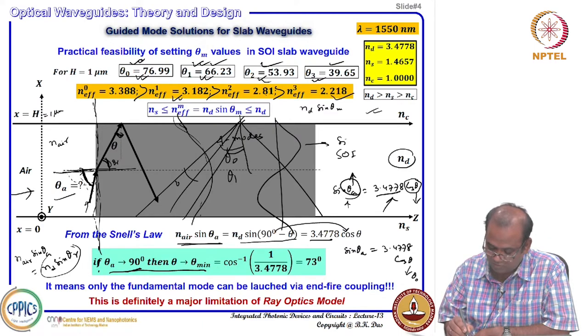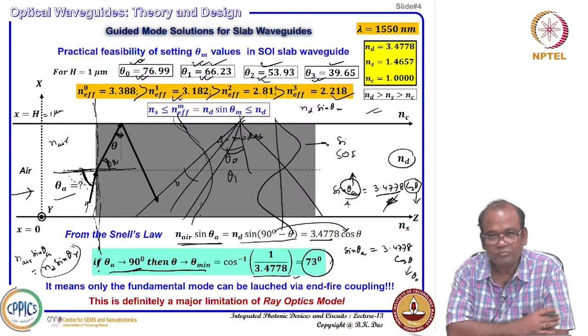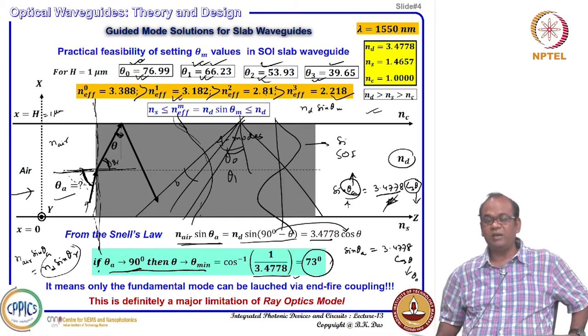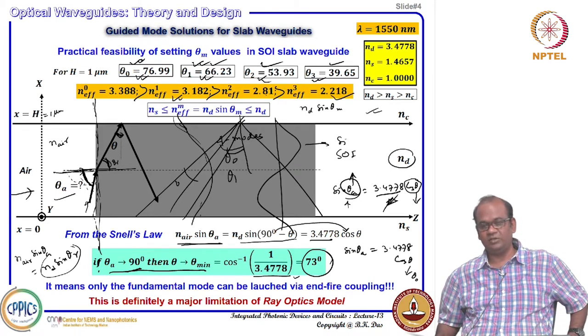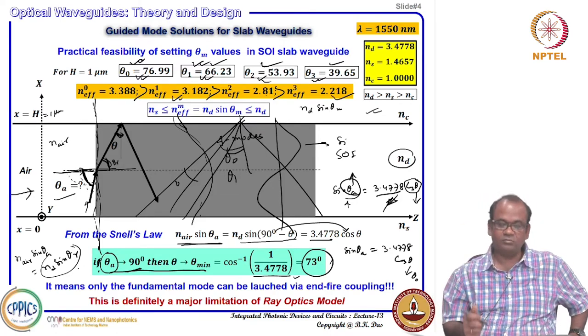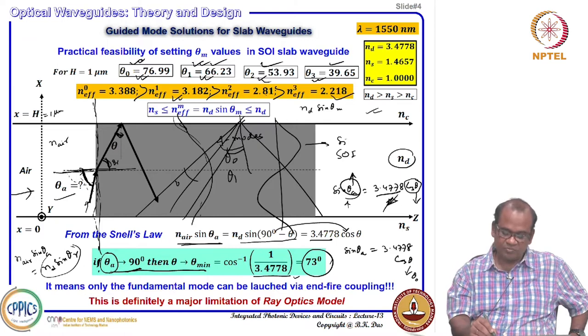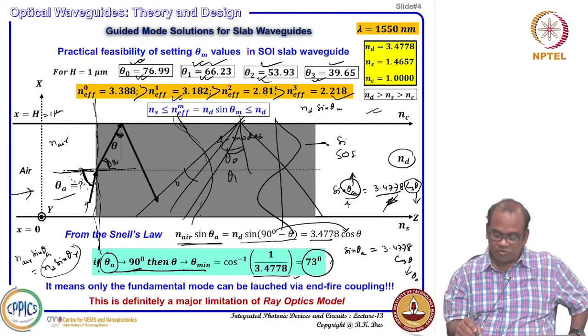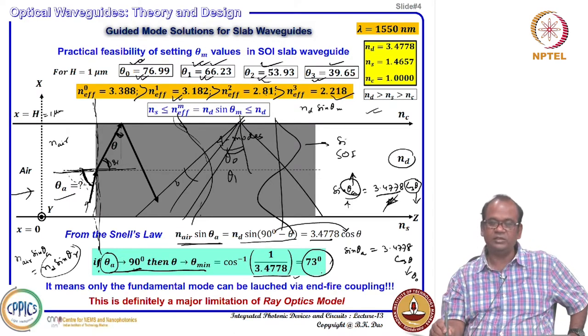Let us consider, according to this expression, theta 90 degree you are putting. So this theta value will be cos inverse 1 over 3.4778 according to this expression you are writing, and that is 73 degree. So I can consider theta a value as maximum as 90 degree, as highest as 90 degree, not more than that. And I know that higher the theta a, lower will be the theta value. So highest will be the theta a value, lowest will be the theta value. Highest value 90 degree, so lowest value of theta is 73 degree.